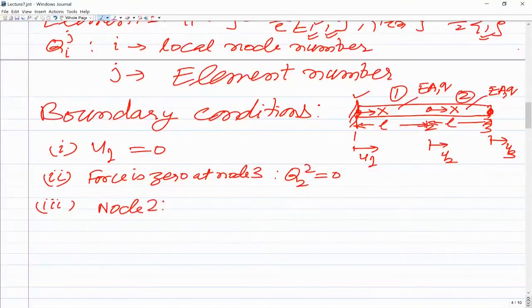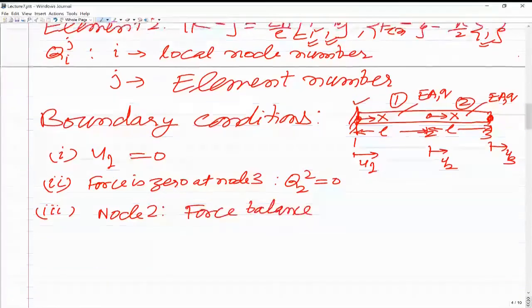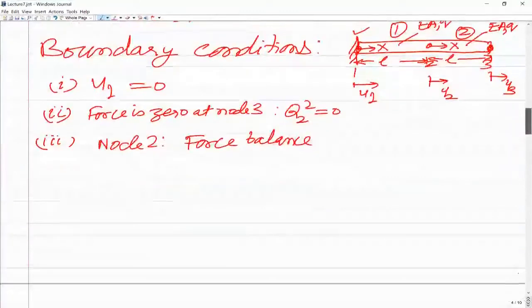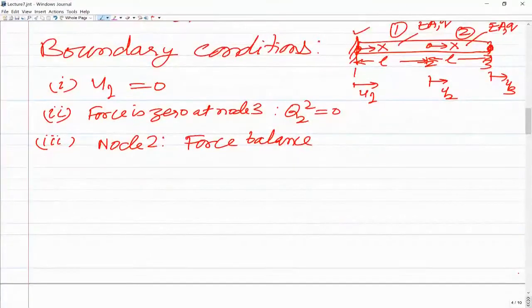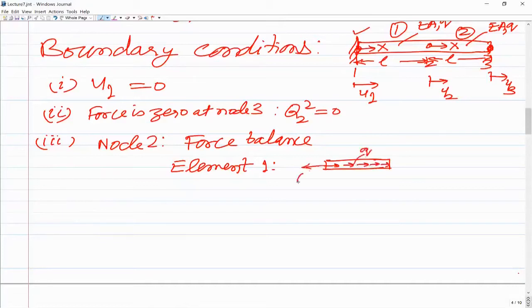We need to look at the force balance. So force balance means what? We need to draw the free body diagram of node number 2. Before I can draw the free body diagram of node number 2, let me again remind you how we consider the element forces. For element 1, we have a distributed force q, and here we have q11, and here we have q21.